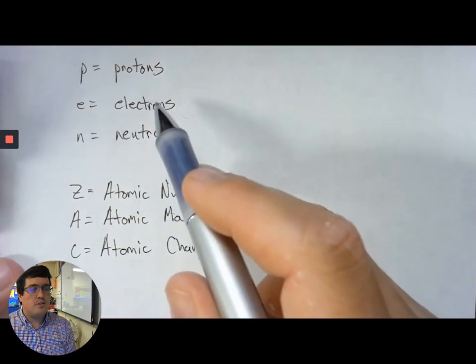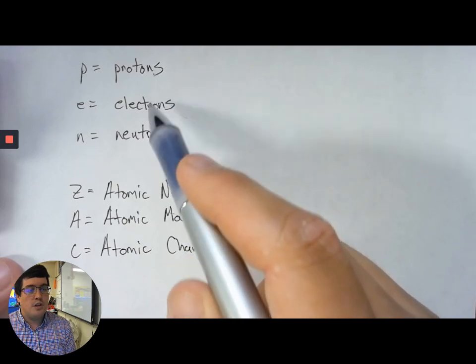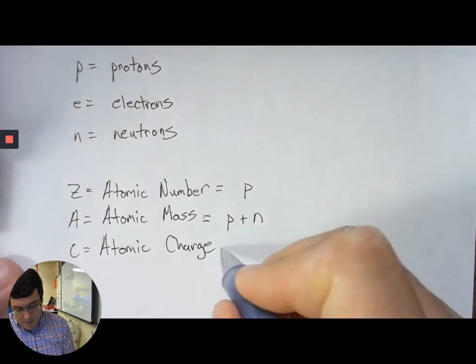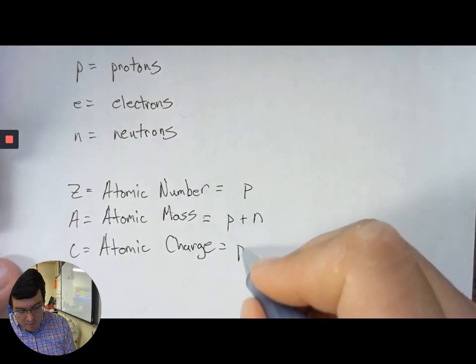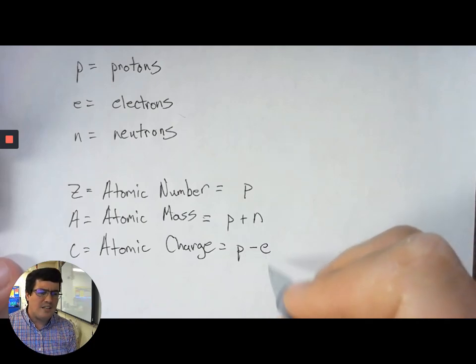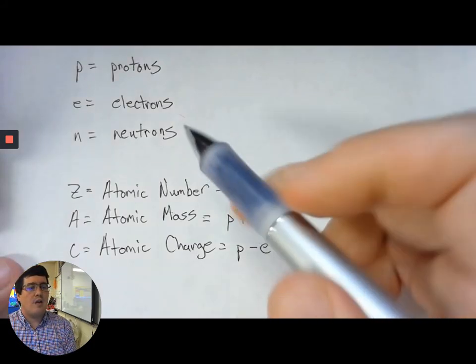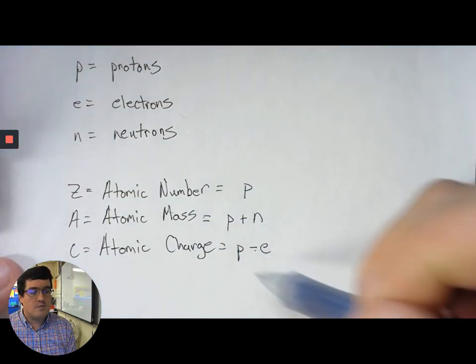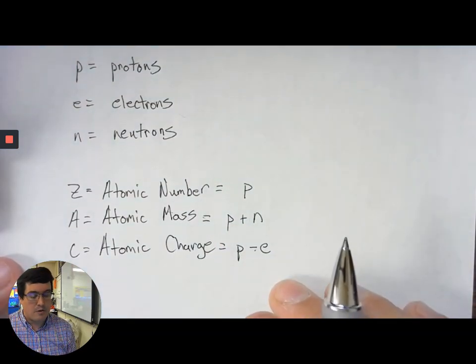Atomic charge, well, there are two things in the atom that have charge, and then there's one thing that has a charge of 0. Neutrons have a charge of 0. So to find atomic charge, you take protons and you subtract electrons. Now, why the heck do you subtract electrons? Well, you've got to remember, we've already talked about this, electrons have a negative charge, so that's why we have P minus E for that one.